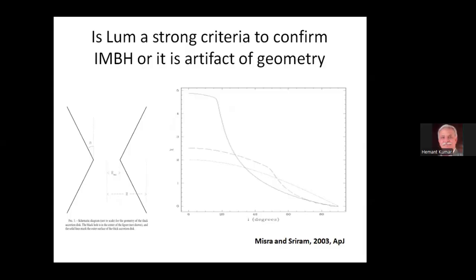This is a very small work which I did when I was an MSc student in the department. We argued that there is no intermediate mass black hole; it is basically the geometry. In simple terms, you are not getting a luminosity of 10 power 41. The luminosity is beamed towards you, so you will see an artificially enhanced luminosity.